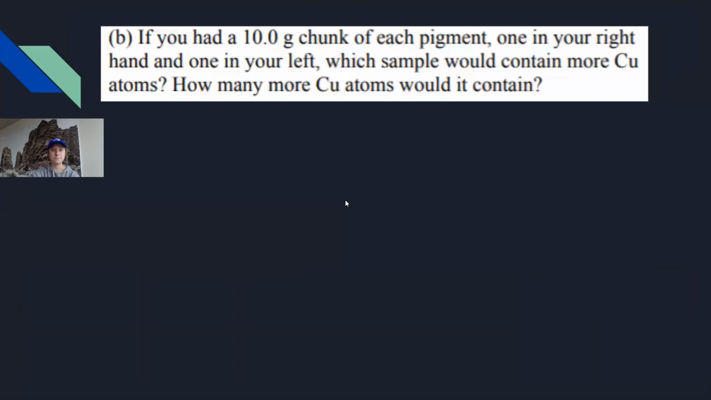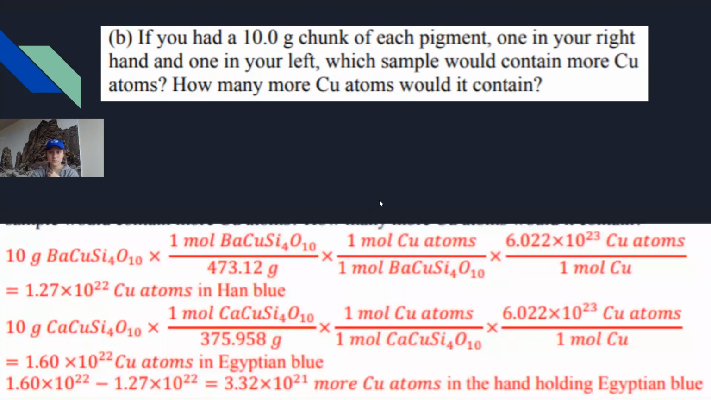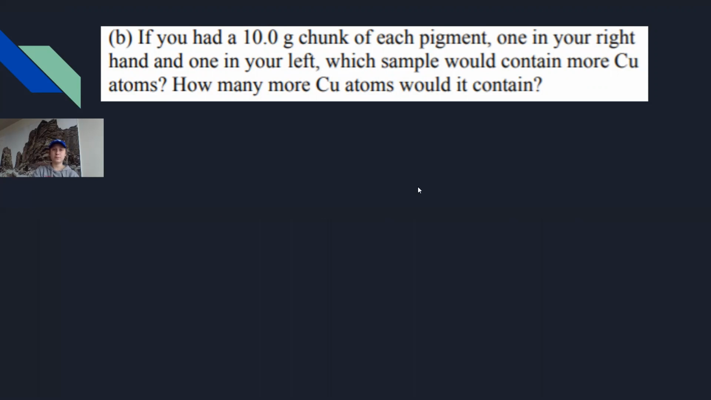So yeah. And then this is the last problem, I'm pretty sure. All you have to do is, if you have 10 grams of the Han blue and the Egyptian blue in both your hands, it should be the lighter one. I think the Egyptian blue. Yeah, so the Egyptian blue should have more moles of copper.